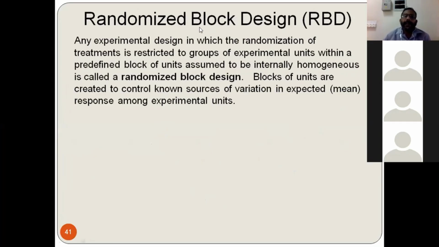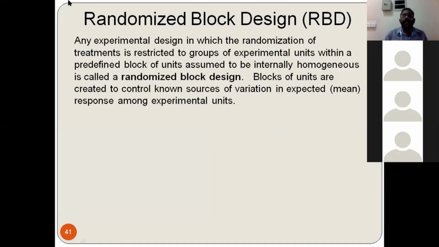And also, a new term: the block. What do you mean by block? We will see that also in this particular design. Any experimental design in which the randomization of treatments is restricted to groups of experimental units within a predefined block, or units assumed to be internally homogeneous, is called a randomized block design.